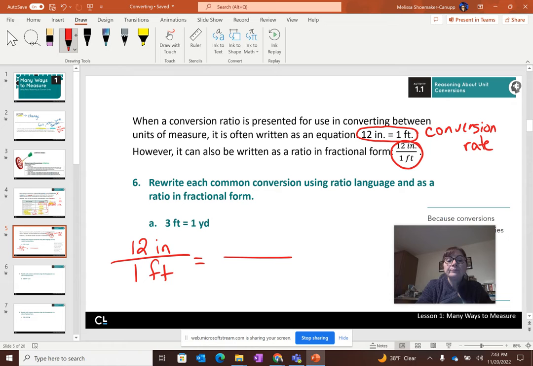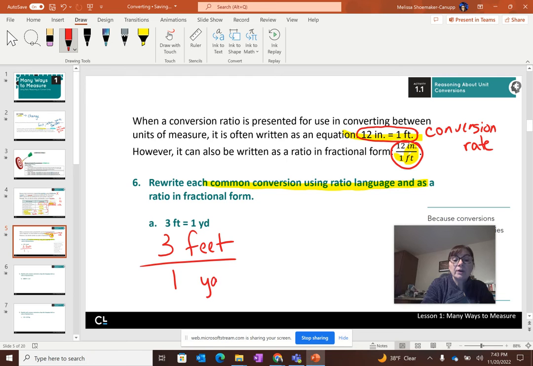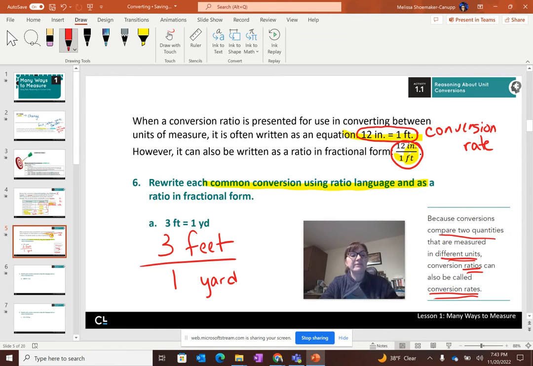Now, oops, that was just an example. Mrs. Canupp wrote down the wrong thing. They want us to just rewrite these. See, I should read the directions. The common conversion using the ratio language. So this example that they did for us, they want us to do it with 3 feet. So we would write it like a fraction equals 1 yard. And when I say set up the problem, this is what I would be talking about, okay? Because conversions compare two quantities that are measuring different units, conversion ratios can also be called conversion rates. That's just a little extra tidbit of information.